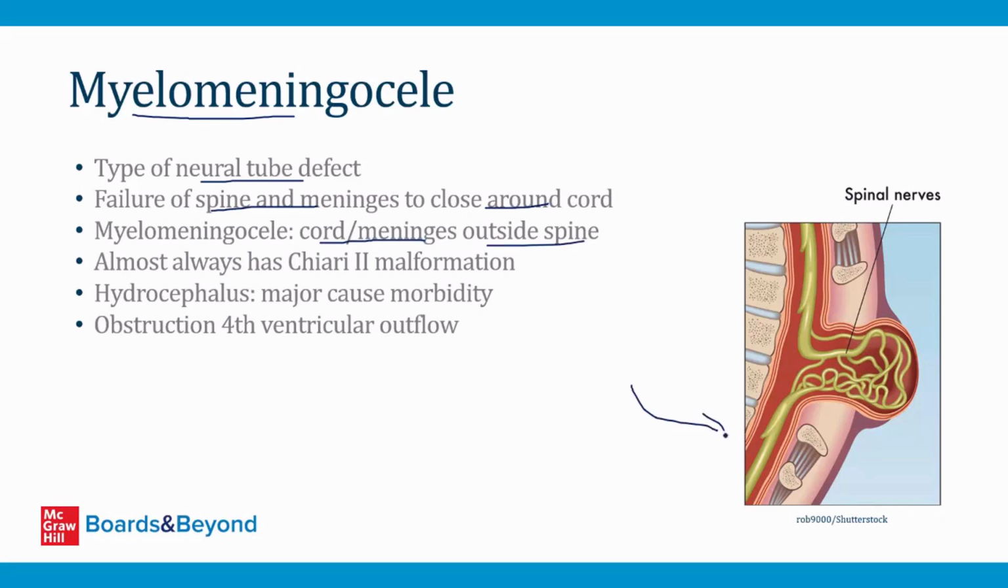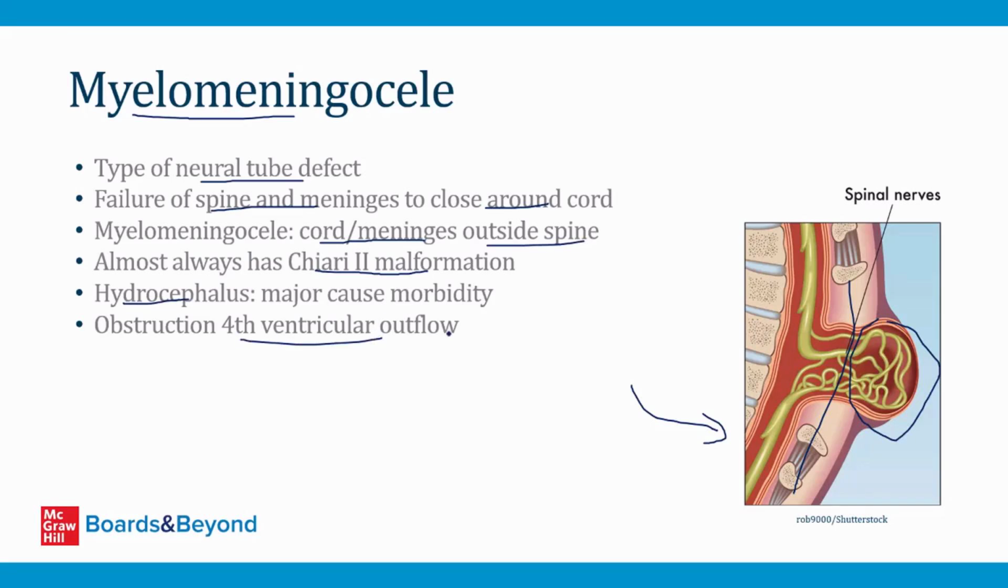This is a picture of what it looks like on the slide here. You can see that you don't have the spine closing around the spinal cord, and as a result, the meninges and spinal cord nerves are all outside of the spinal canal. When children are born with this type of neural tube defect, a myelomeningocele, they almost always also have a Chiari-2 malformation. It's super high yield to remember that. And in fact, when children have a myelomeningocele, the major cause of morbidity is not the myelomeningocele, it's hydrocephalus from the Chiari-2 malformation. And that's because the Chiari-2 malformation obstructs fourth ventricular outflow, just like we talked about in the last slide.